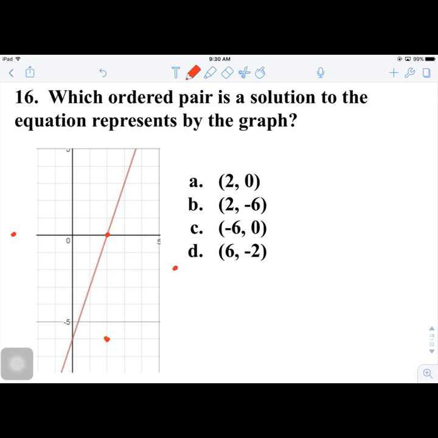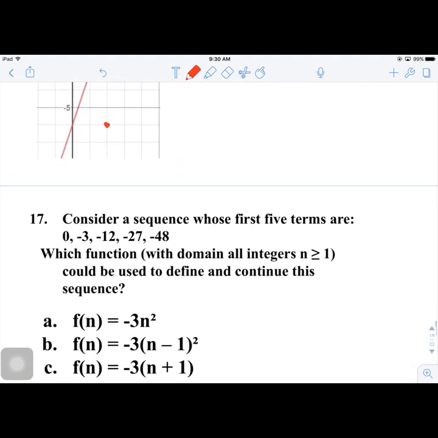As you can see, of all of the points, only point A, the first one, is going to fall on the graph. So the answer is A. That is the end of the question.